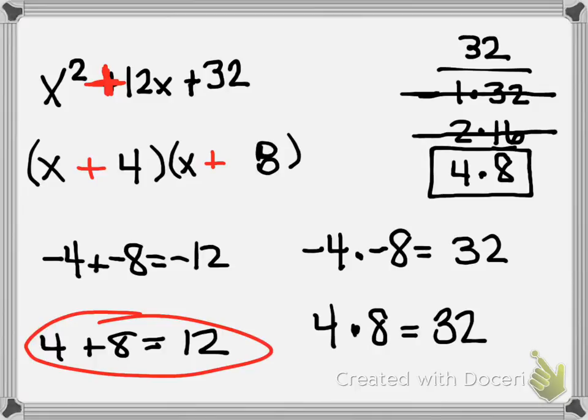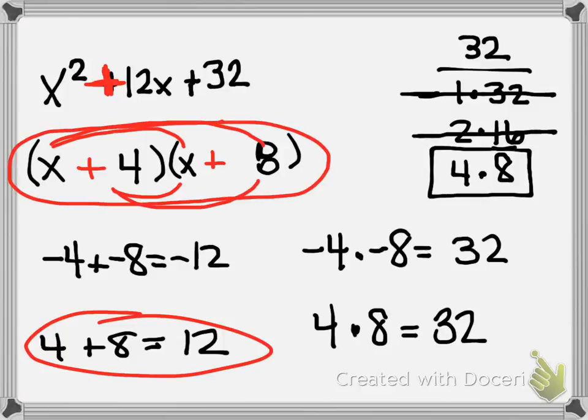And when you want to double check this, do the double distributive. x times x is x squared, plus 8x plus 4x would give you 12x, plus 32. And that is exactly what you started with. And that is exactly how you factor it. So we first look at factors of our constant, and then we looked at the factors of our lead term, which in this case was easy because it was a coefficient of 1.